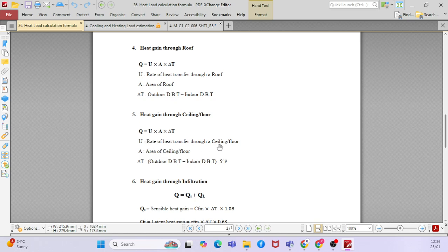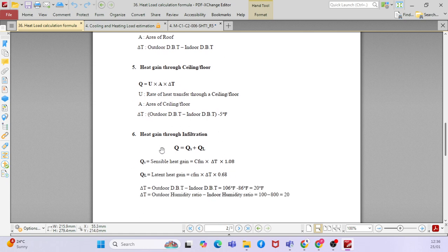U is nothing but rate of heat transfer through the ceiling. A is nothing but area of ceiling or floor. Delta T is nothing but outside temperature to the inside temperature. Okay, then heat gain through the infiltration.